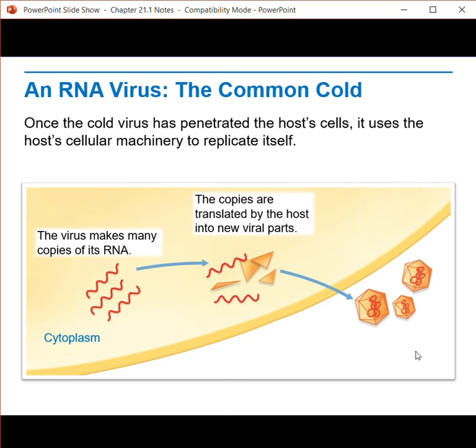Next part. The new capsids assemble or form around the viral RNA copies, and within 8 hours, the host cell releases hundreds of new virus particles to infect other cells. What did I just say? The parts assemble into new viruses and burst from the host cell. Just that simple. All right, next part.